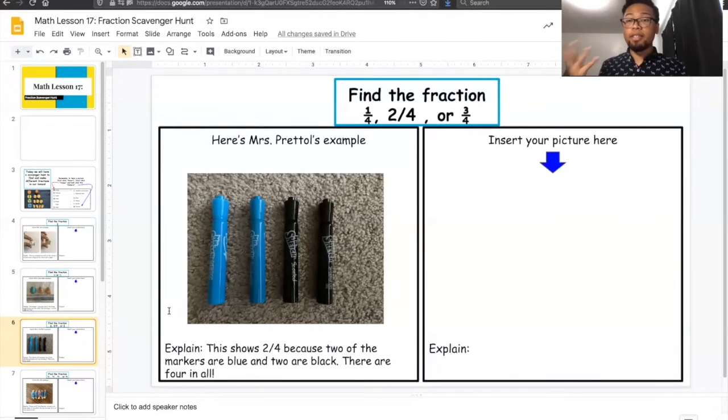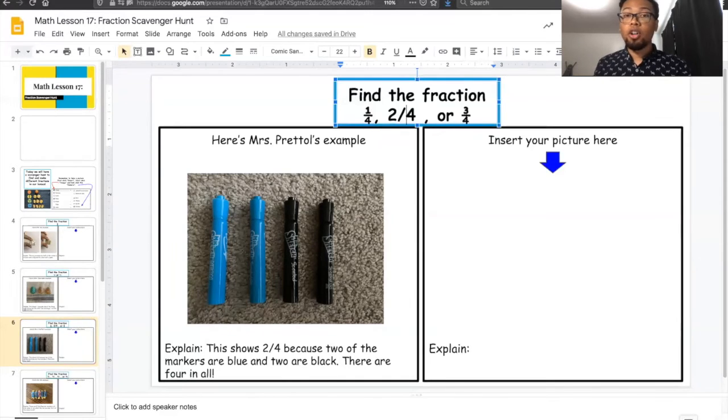The next one we have is Mrs. Prettle's example. Mrs. Prettle's example is using markers right here, and she said she's showing the fraction 2/4. This shows 2/4 because 2 of the markers are blue and 2 are black. There are 4 in all. So for this one, you can show the fraction 1/4, 2/4, or 3/4. Remember, insert your picture here, and do not forget to explain your thinking, please.